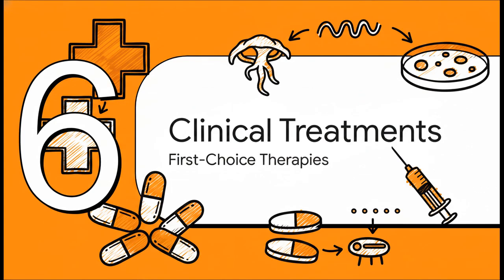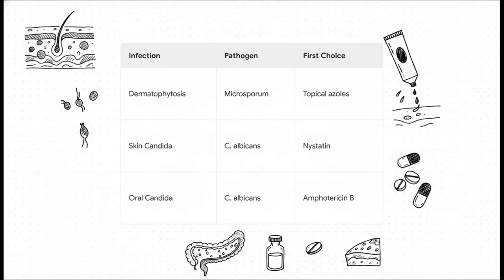And finally, we arrive at Section 6, clinical uses and treatments, the first choice therapies. Let's tie all this pharmacology directly into practical clinical decision-making. When we're dealing with superficial infections, what's our first line of defense? Well, for dermatophytosis, your classic ringworm caused by microsporum or trichophyton, topical therapies are usually all you need. We're talking topical azoles, ciclopirox, or haloprogin.